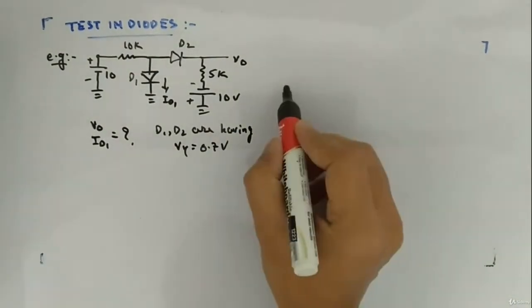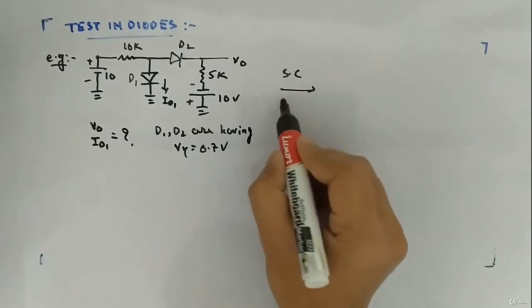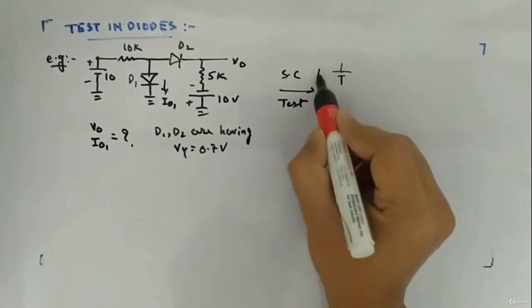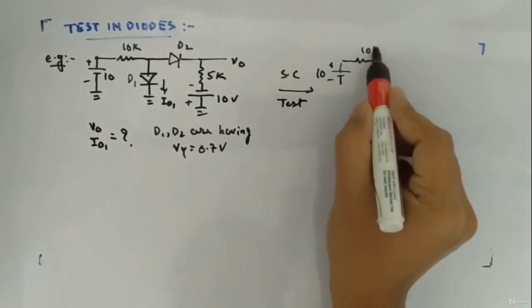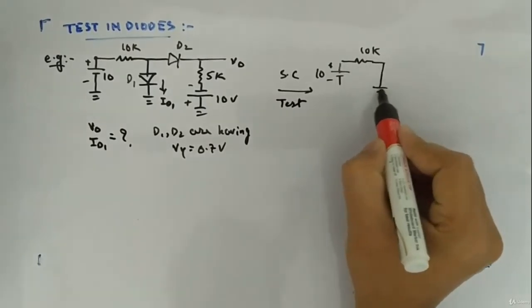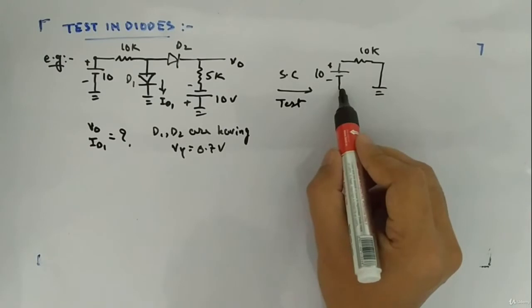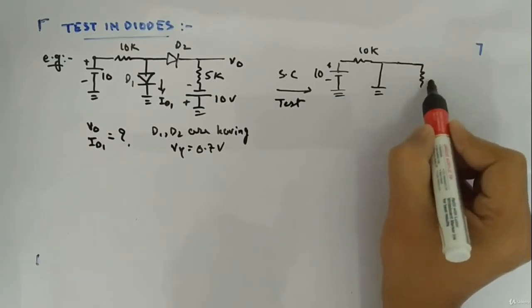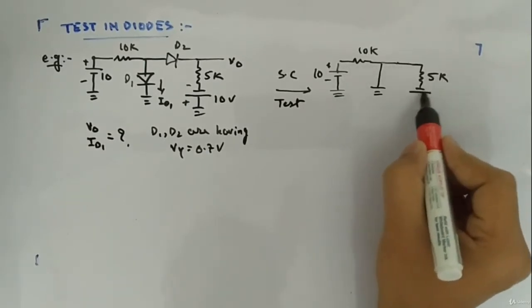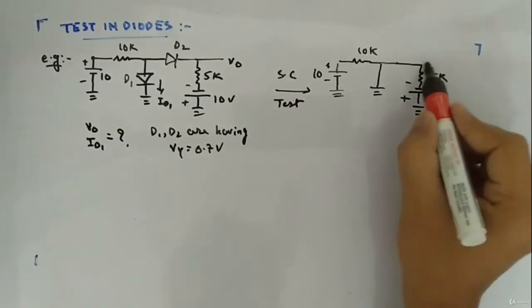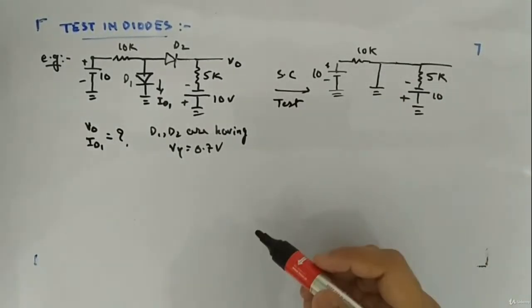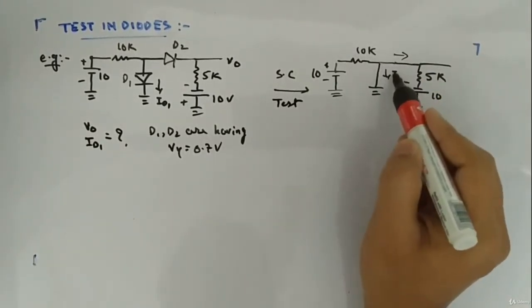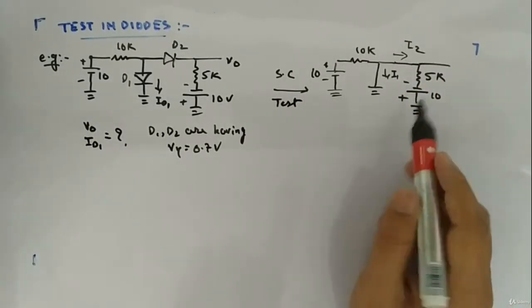I'll use the short circuit test, SC test, first. Then how will it look like? So this is how it will look. Those two diodes are short. Now we will calculate the current across these. Let's say this is I1, this is I2. We want these currents.